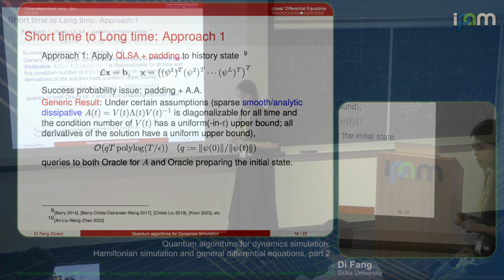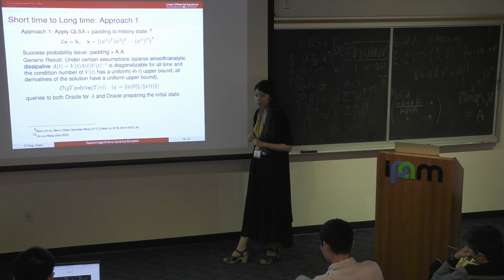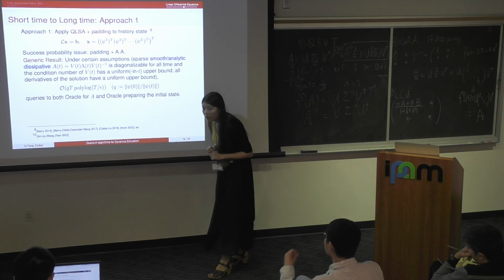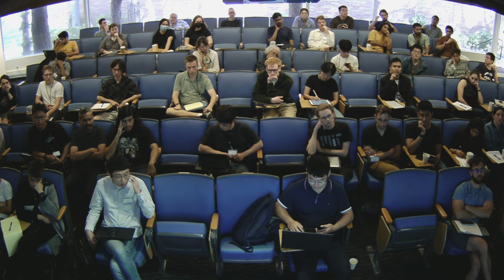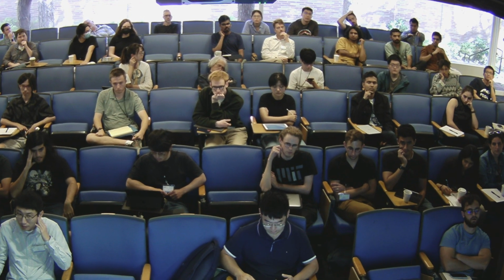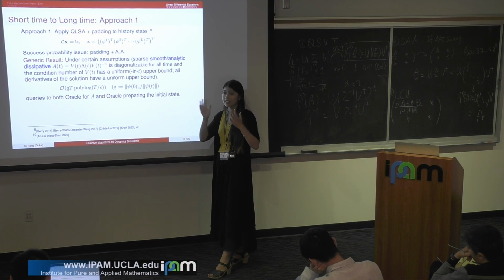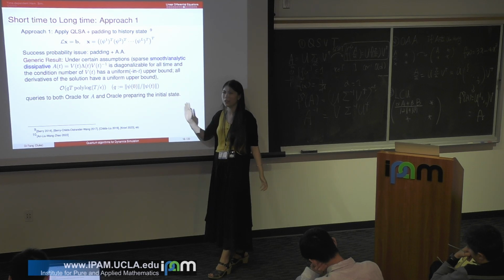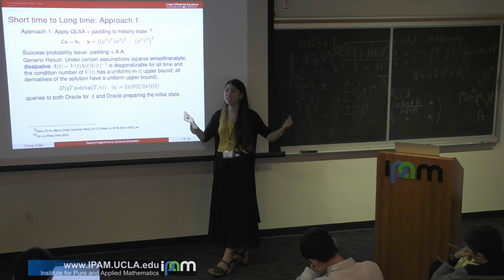Please. In this case, for this result, you don't need an anti-Hermiticity condition as you needed before? Sorry, what? In the previous result that you presented, you needed A to be anti-Hermitian, but in this case, you don't need it. Yeah, A does not need to be anti-Hermitian. In the previous time-independent case, I was just saying, if A is anti-Hermitian, then it's a Hamiltonian simulation. We don't need to do any of this business. I just use OAA, and we are done.